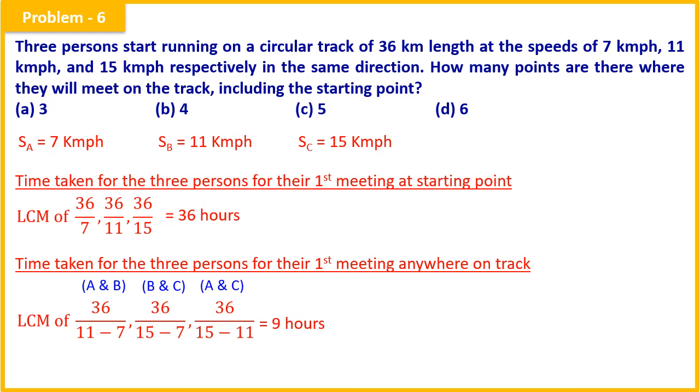So the time taken for the three persons to meet at the start point is 36 hours, and the time taken for the three persons to meet anywhere on the track is 9 hours. Now the question is at how many points they will meet on the track. So the number of points will be 36 divided by 9, that is equal to 4. That is case number 3 of circular track as we have discussed. So the correct answer is option B.